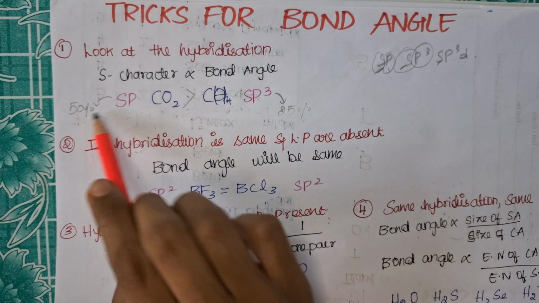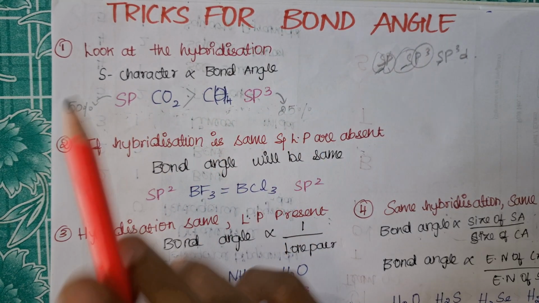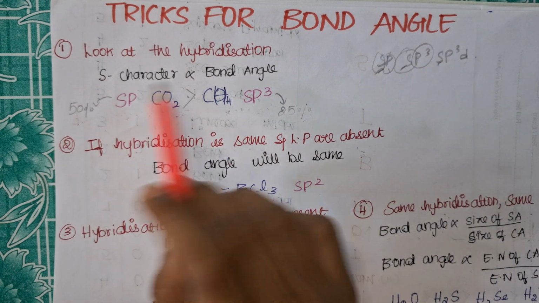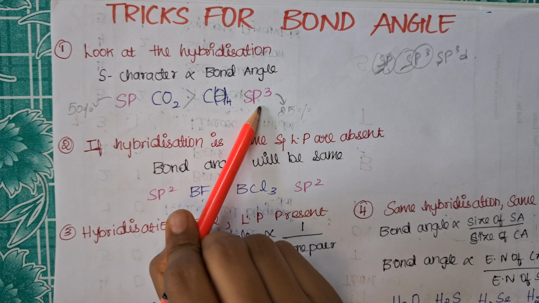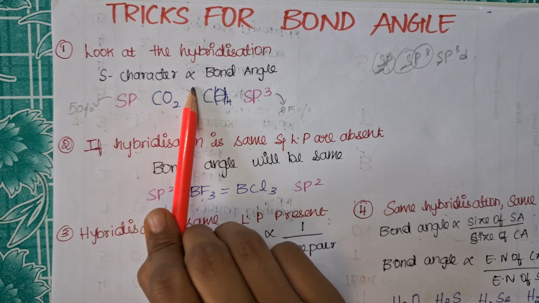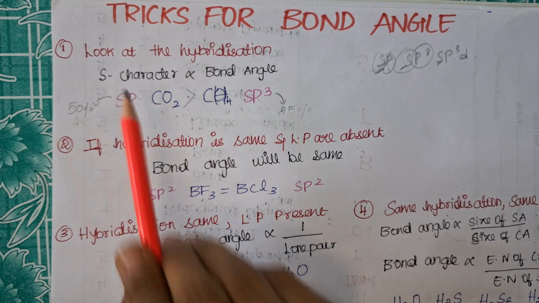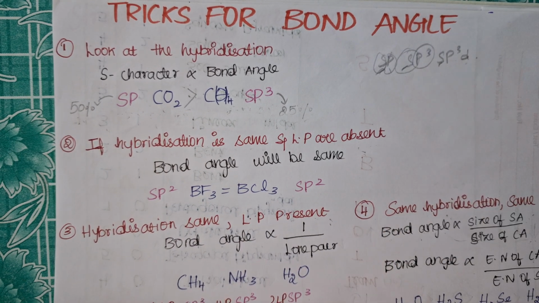Or if you want to know what percentage of S character is in each one, I will put up a separate video for that. So now, are we clear? The first type of question is to look at the hybridization. If the hybridization is different, see the S character. If the S character is high, that will have the larger bond angle. This is the first type.